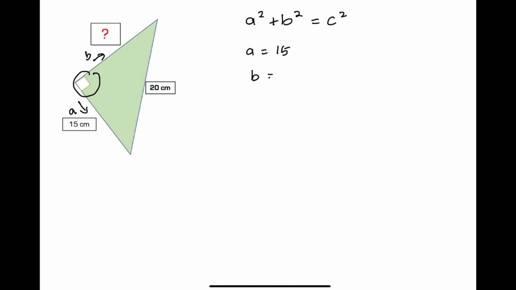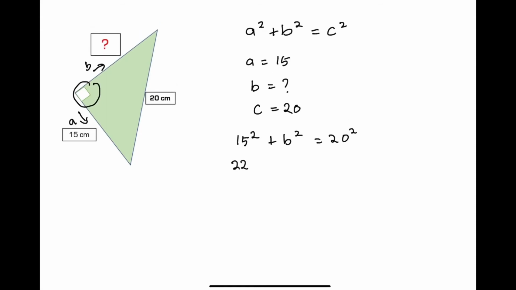Now our second example. Again, we write down the equation. We identify our right angle and then our A and our B. So in this case, A is 15 centimeters and B is unknown. And we know C equals 20 centimeters as it is located across from the right angle. Putting all these numbers into the equation, we will solve for B.